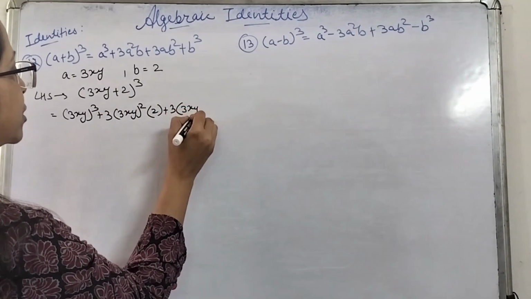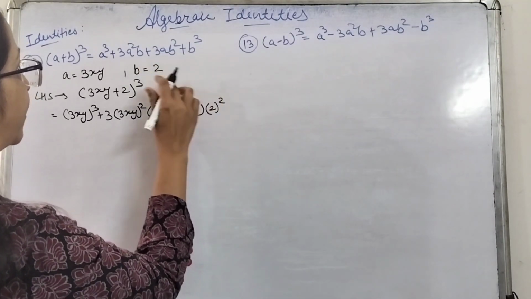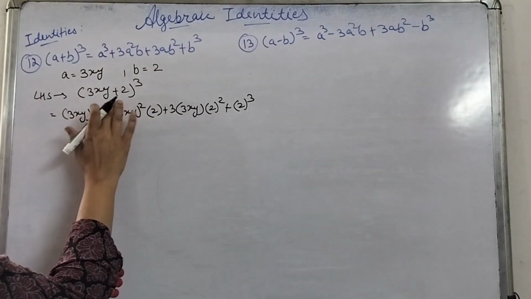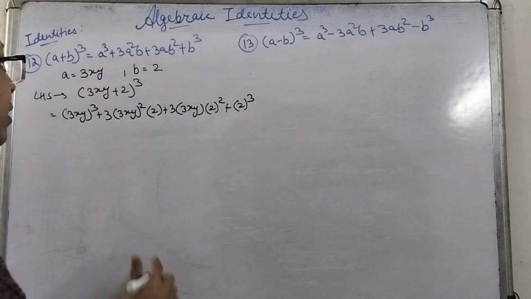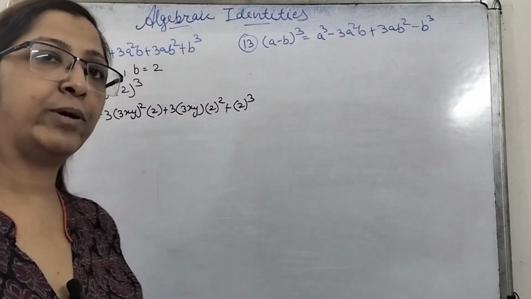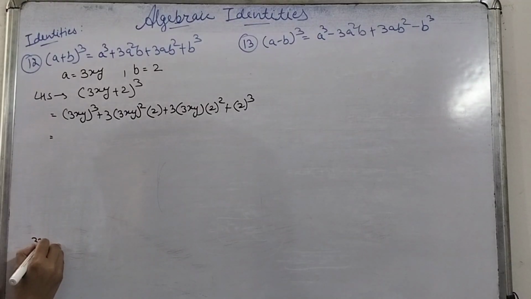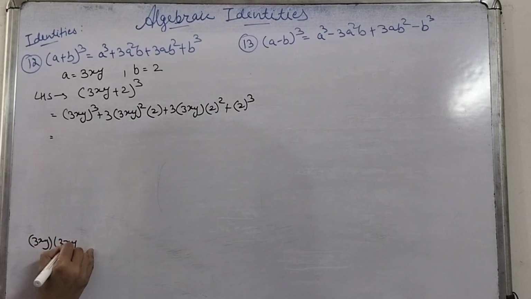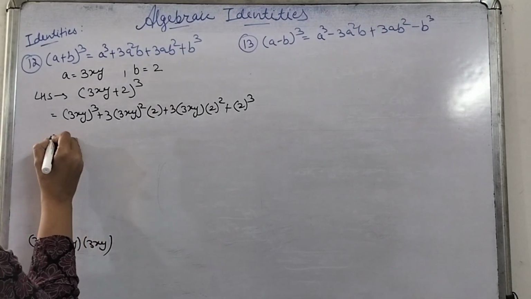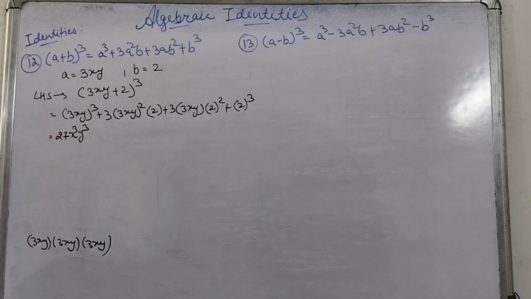A is your 3xy multiplied by b square. B square is your 2 square, plus b cube. This will be the expansion of your (3xy + 2) whole cube. Now if we solve it further, (3xy) whole cube means 3xy multiplied by 3xy multiplied by 3xy. 3 3s are 9 and 9 3s are 27 x cube y cube.